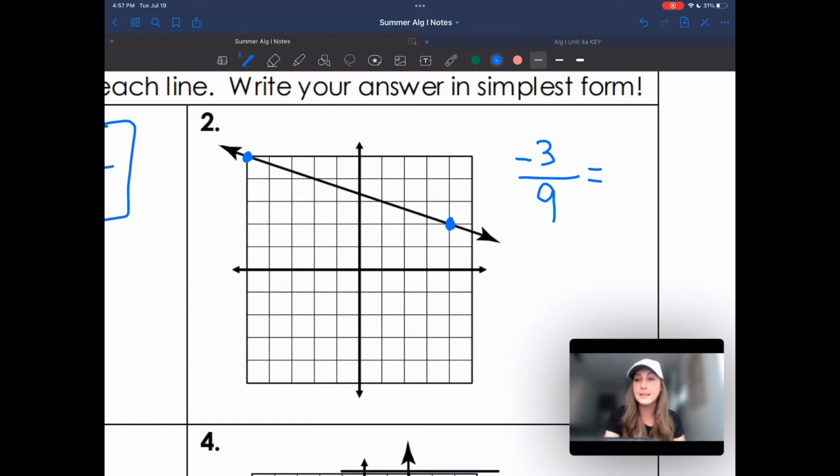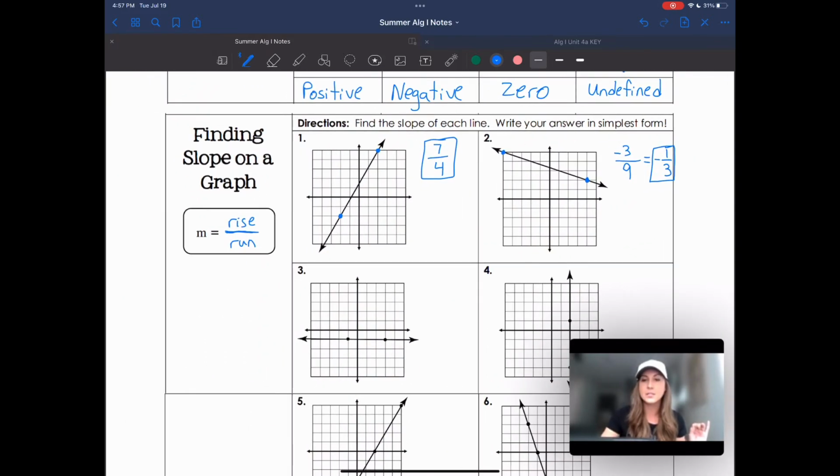Okay, simplifying this fraction, because this one can be simplified, negative 3 over 9 would reduce to negative, what would that be, 1/3? Yeah, because 3 goes into 3 one time, and 3 goes into 9 3 times. And that would be our fully simplified slope. And it's negative, line's going down, it all checks out. Okay, let's try number 3.